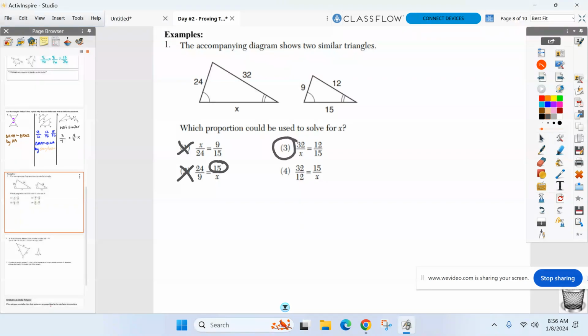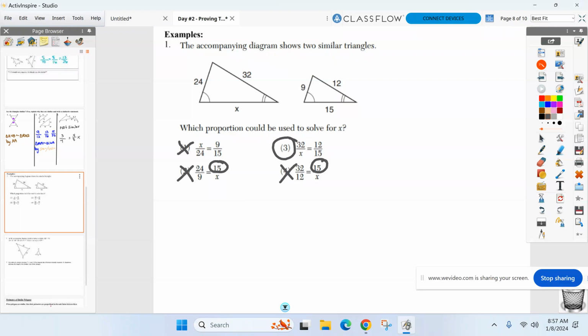But let's also go over why 4 is wrong. What did they do wrong with 4? Anybody see the mistake with 4? They started by matching up the sides, but there's a problem. They did 32 over 12, which I think correspond. They match up. But what should they have started this with? A side, any side from the triangle that was with 32. So that's incorrect. So the only one there is 3.